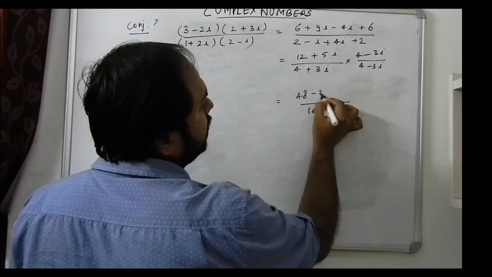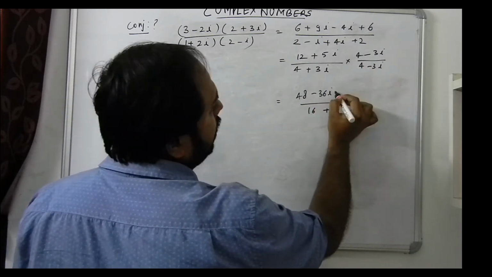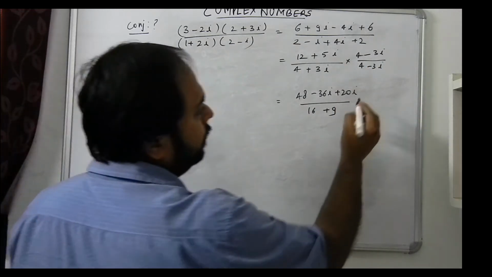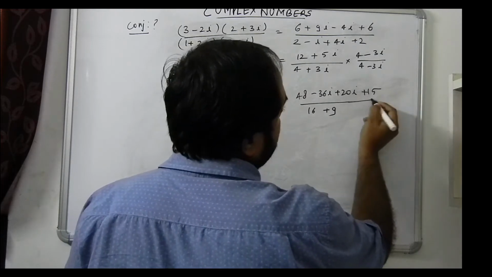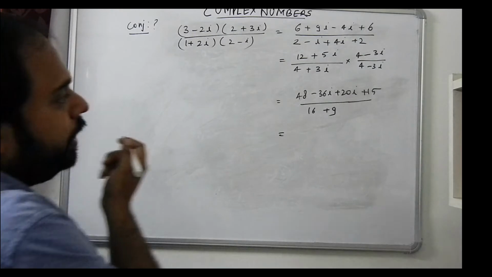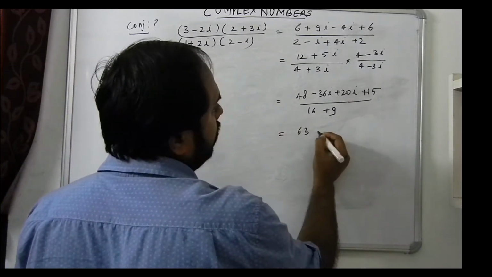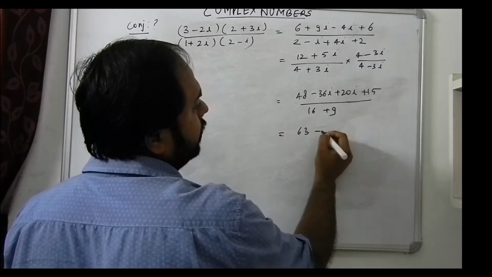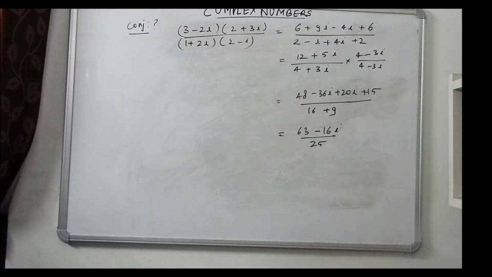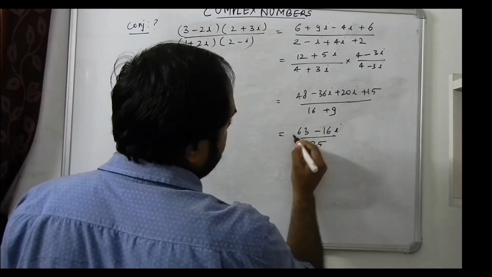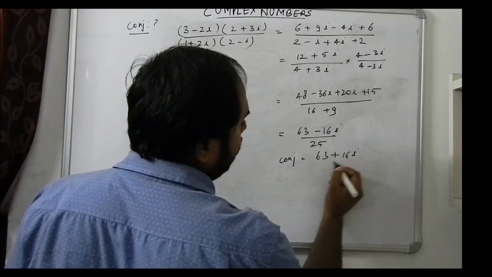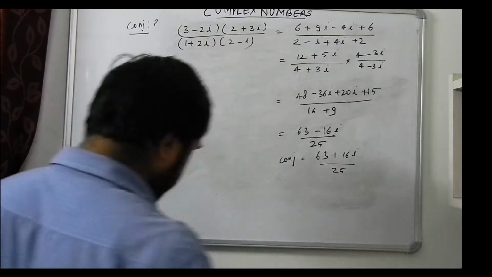12 and 3 becomes 36. 5 and 4 becomes 20. 5 and 3 becomes plus 15, right? This becomes plus 15, okay? So this becomes 25. 48 plus 15 is 63. Then it becomes 69 upon 25, right? So now the complex conjugate, that is the conjugate of this, is equal to 63 plus 69 upon 25, right? That's the answer.